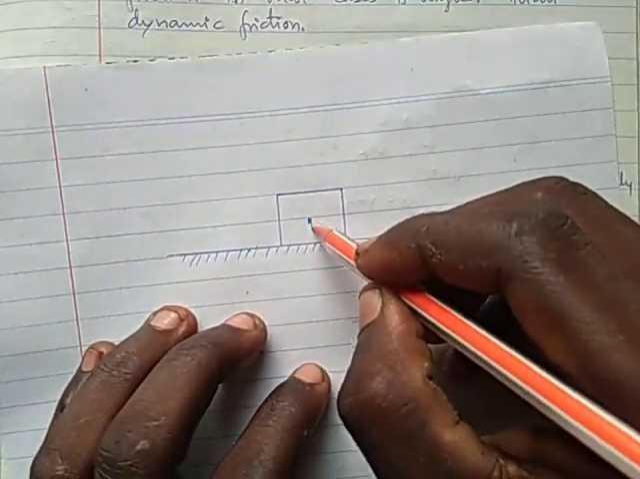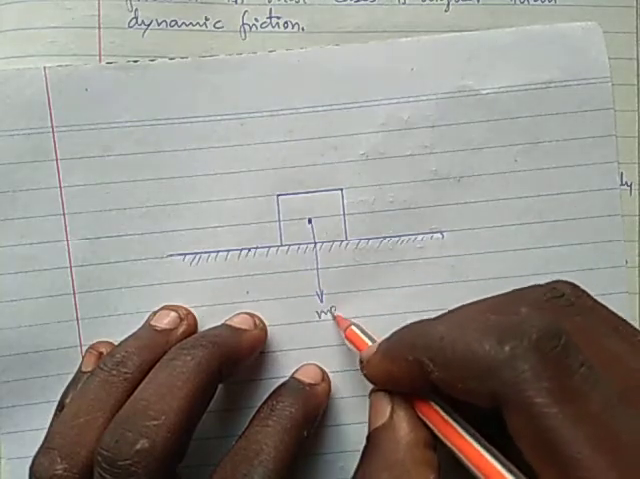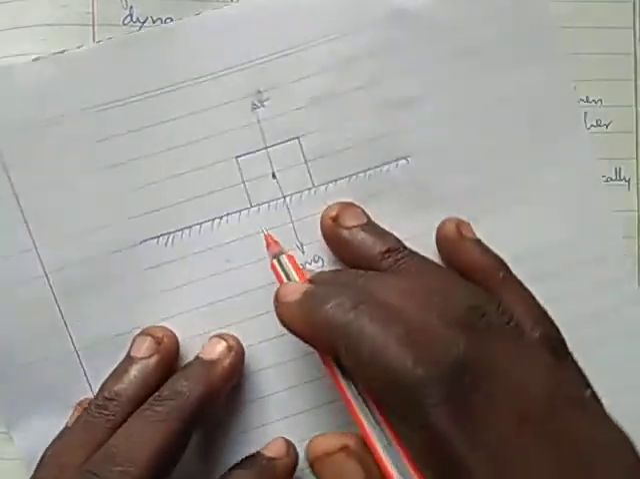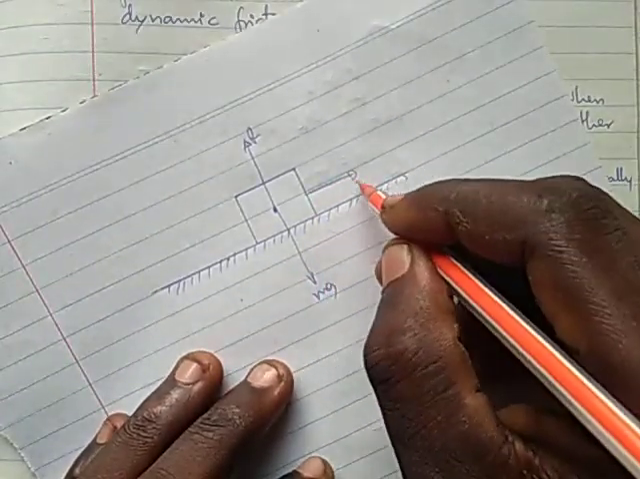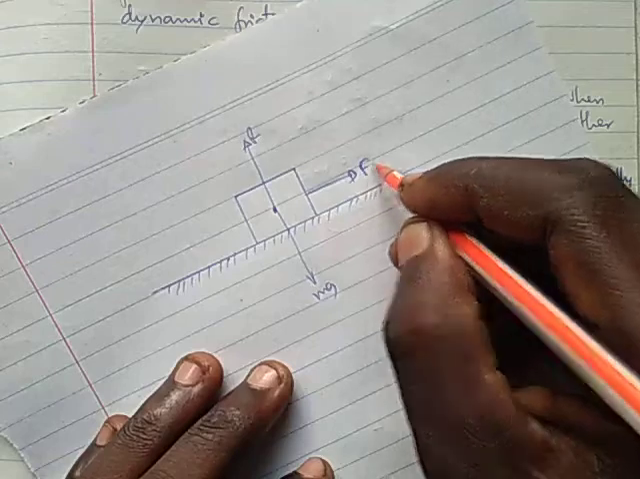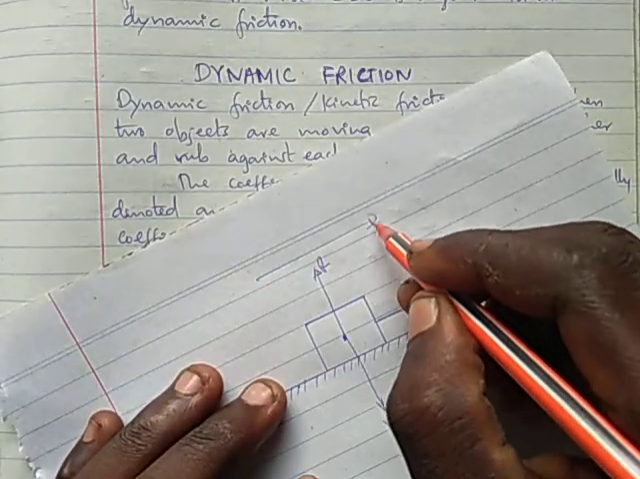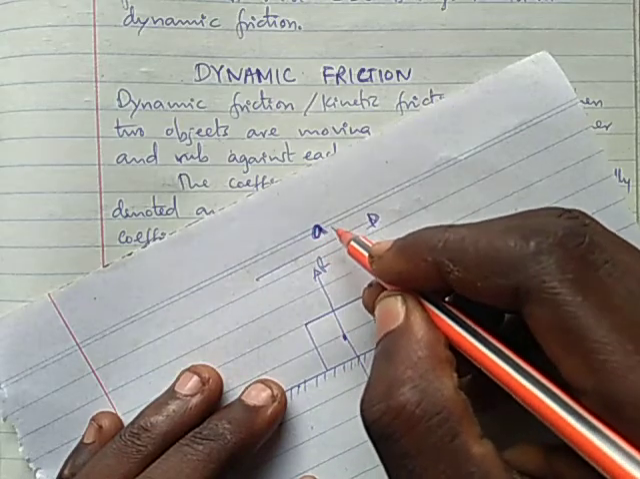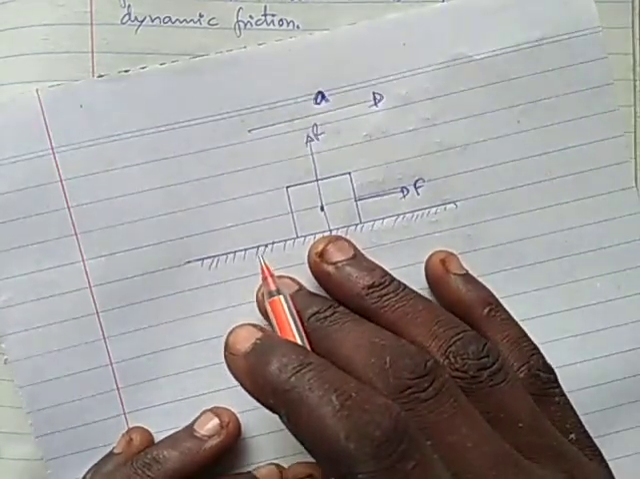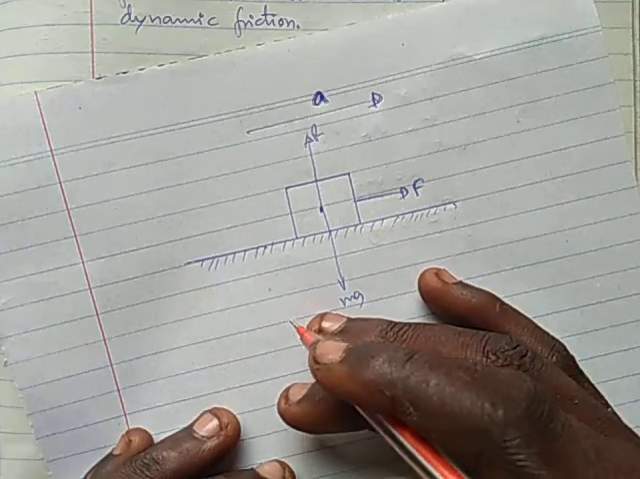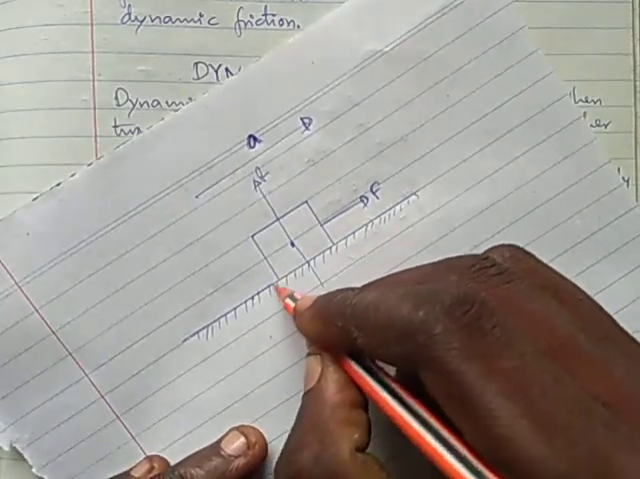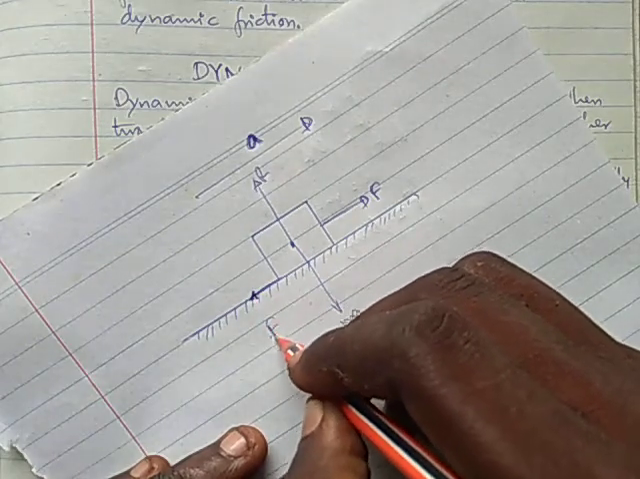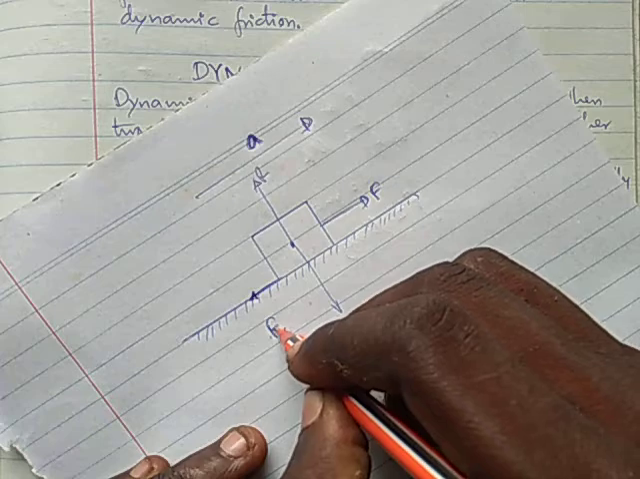Sasa if this block has mass, mg ni weight, normal reaction R. Then sasa huyu block tunamvuta kwenda hivi with force F, na ana move kwenda hivi either with a certain acceleration A ambayo inaweza kawa ni value fulani au inaweza kawa zero. Anaweza kawa na move with constant velocity. So huku kutakuwa kuna force inayo pull kumrudisha, ambayo inaitwa ni FK, kinetic friction.